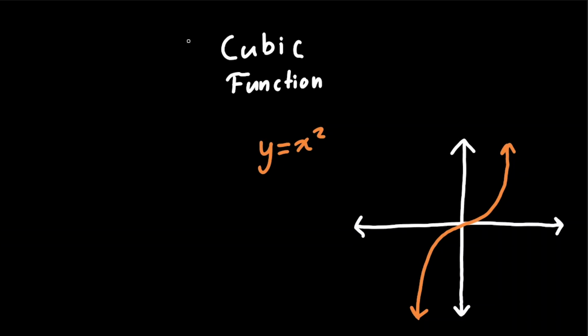Our third function is the cubic function. It is represented by the equation y is equal to x cubed, and its graph is this weird squiggle curve with its endpoints facing in different directions, and it has a point of inflection in the middle.